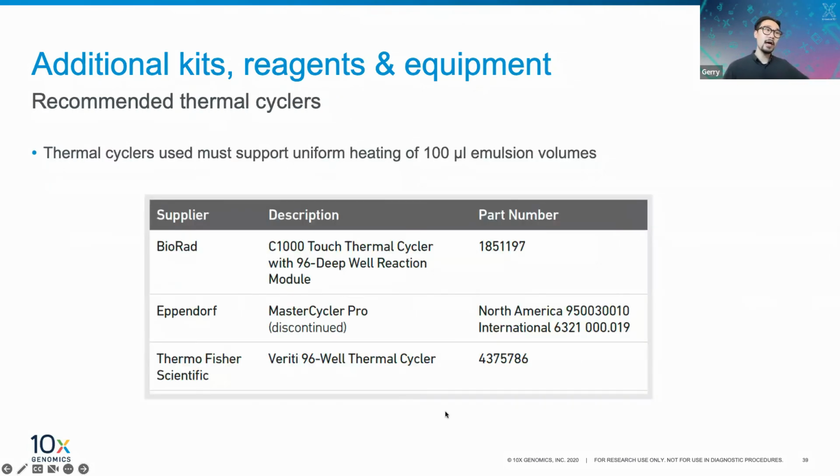And finally, you need to have a thermocycler that can support uniform heating of 100 microliter emulsion volumes. Any of these thermocyclers are recommended, and we also have other ones that we recommend as well. Please let me know if you have something that's different to this, and we can discuss whether it's compatible or not.